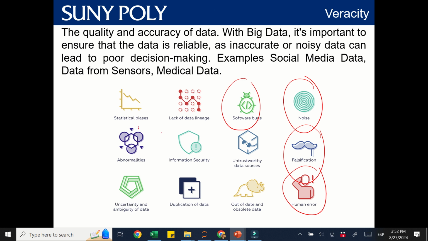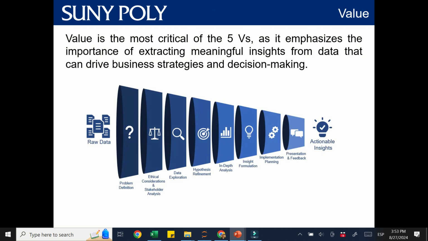You want to check for anomaly detection. It's important to see that, because you don't want outliers to affect your analysis, so it's important to check for them. Duplication of data is also another possibility. Out of date or obsolete data: if you have multiple years of information, maybe data from 10 years ago is not relevant anymore. So it's important to know that.